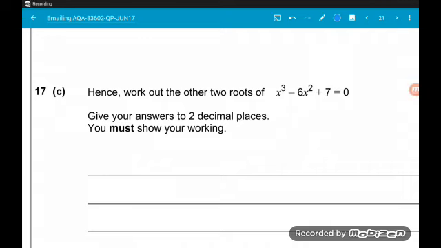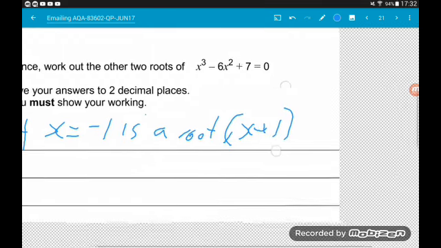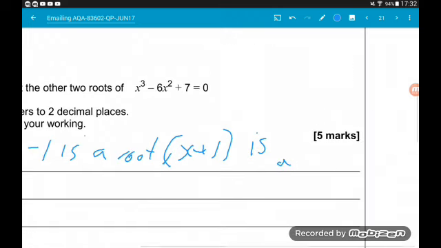Okay, then part C, here's one of those big questions I was talking about. So, using what we've just done above, we want to work out the other two roots of our function. So, first of all, we need to remember the factor theorem. So, if x equals minus 1 is a root, that means that x plus 1 is a factor of our function. So that's the factor theorem.